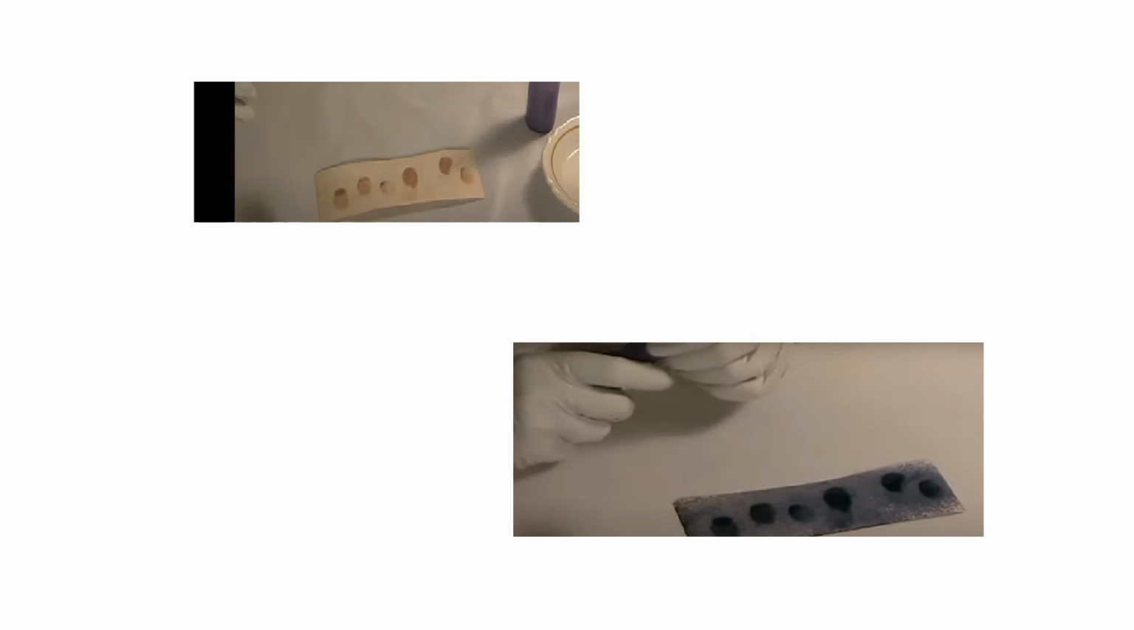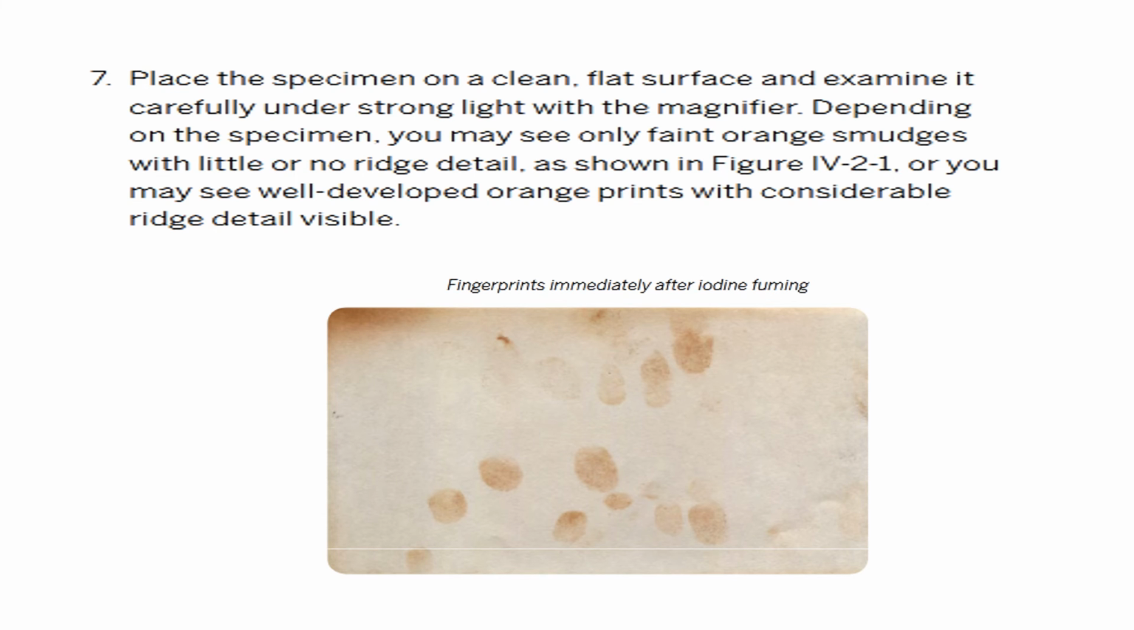Okay, students, now place the specimen on a clean, flat surface and examine it carefully under strong light with a magnifier. Depending on the specimen, you may see only faint orange smudges. These are footprints, not fingerprints. You can see the footprints. This is the way to do the fingerprinting test.